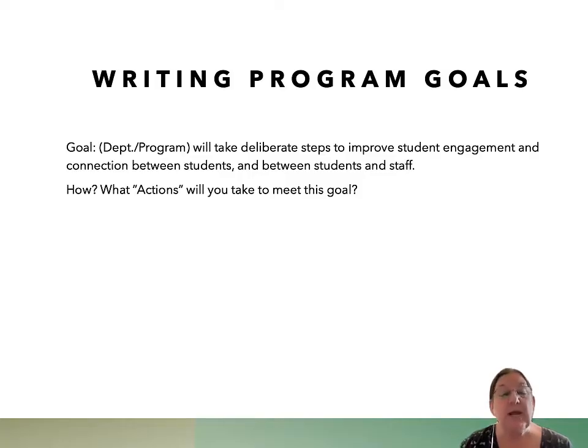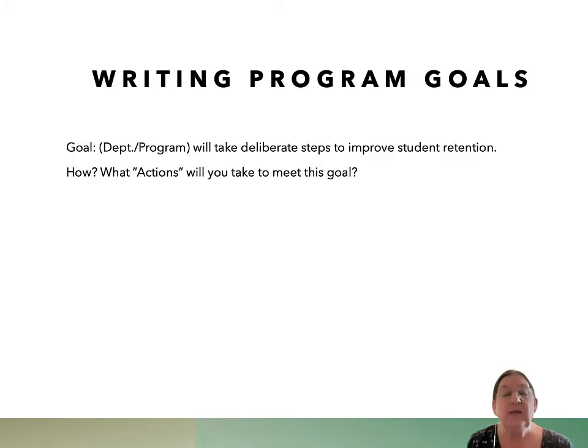You could add a timeline if you wanted to, by the end of whatever, spring 23. But this is a broad enough but specific enough goal that it could sustain throughout the whole cycle. It'd be something you want to continue to work on. The next goal example, remember, these are all examples. They could be rewritten, they could be changed. These are just some examples that I either found or that I came up with that I think might help make it a little more clear what a program goal is.